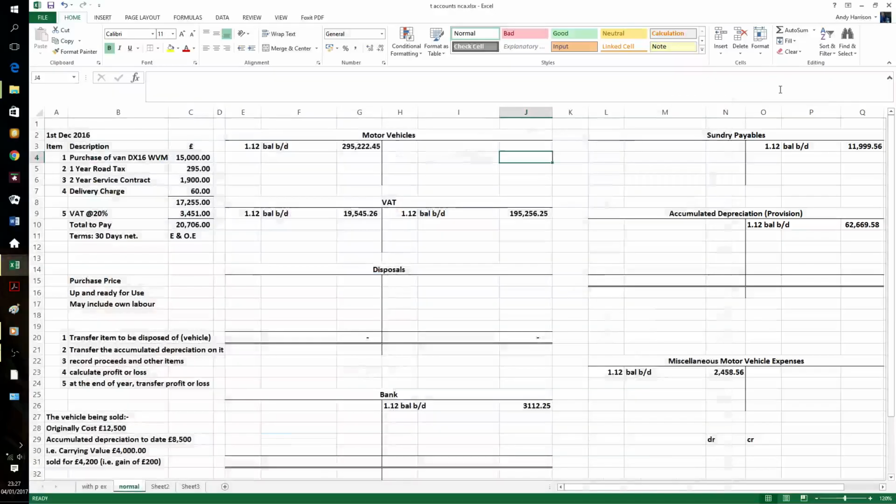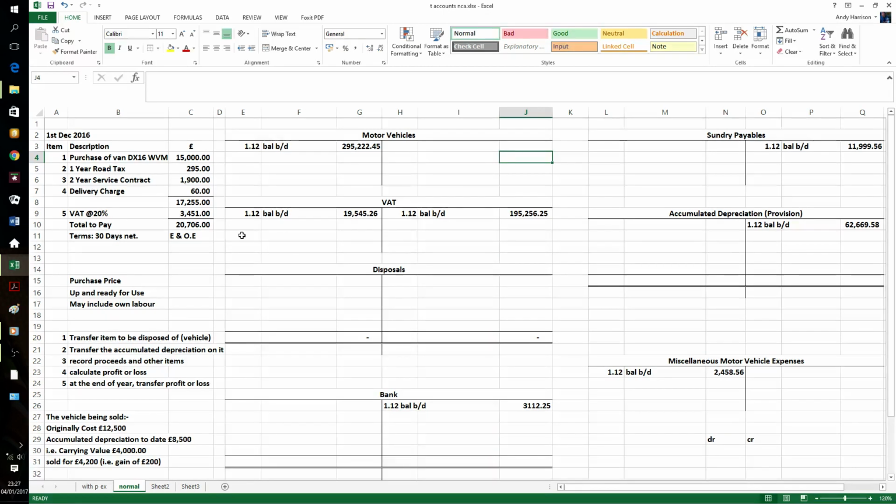Hello accounts people, time to have a look at the bookkeeping and ledger accounts for disposal and purchase of non-current assets. We're going to dispose of an old van and buy a new van. First of all, getting cash for our old van, and then have a look at the differences if we part exchange it.